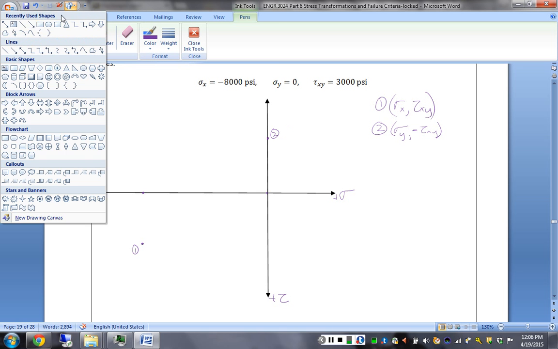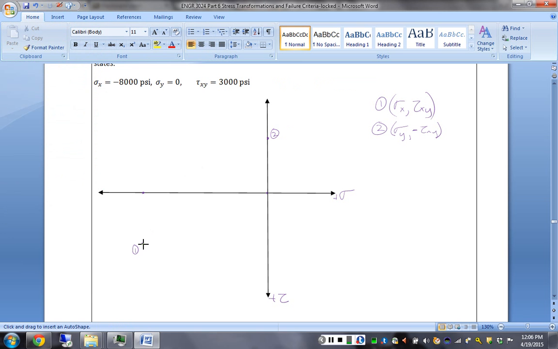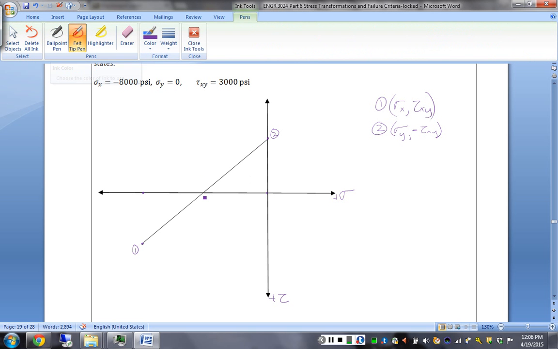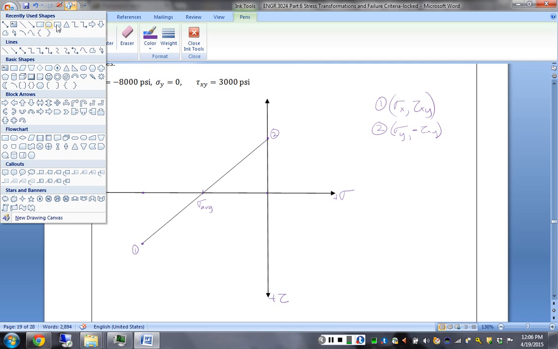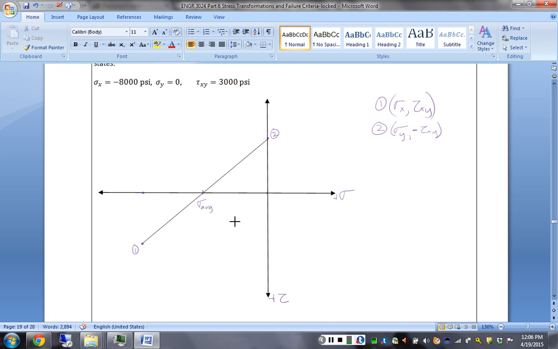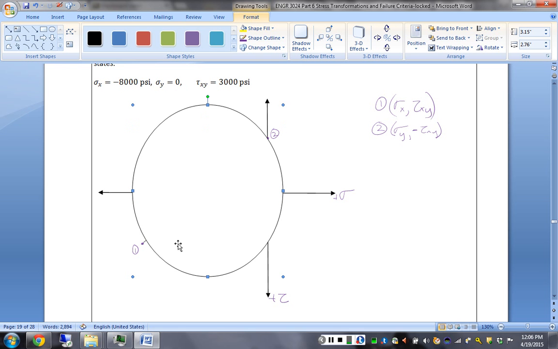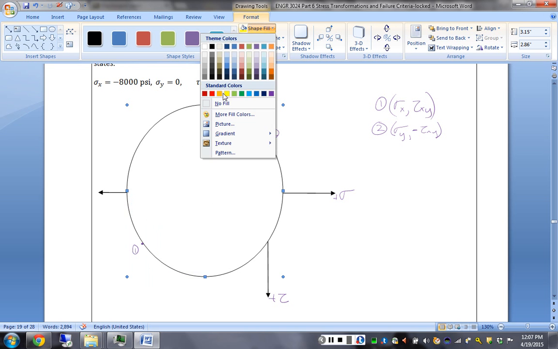Now what do we do? We connect these guys with a line, and the intersection of which is the average normal stress. Then we draw a circle that includes those 2 points, or with the diameter that we just drew, and make our circle clear.